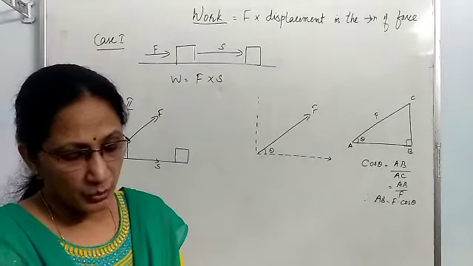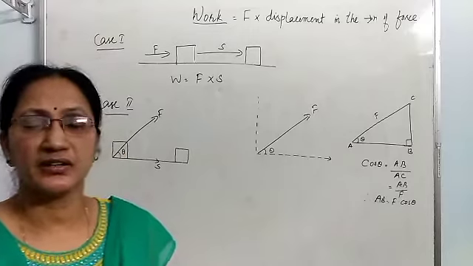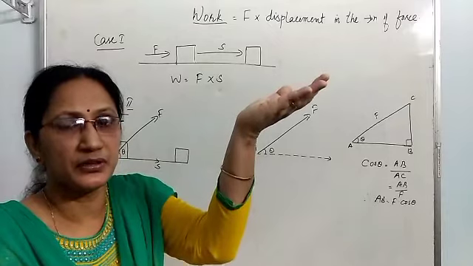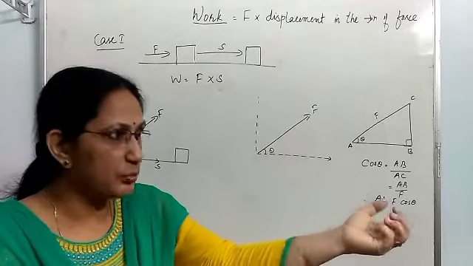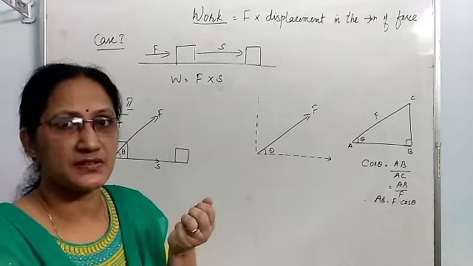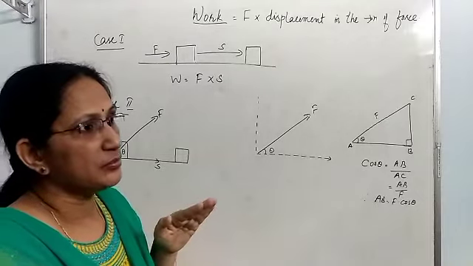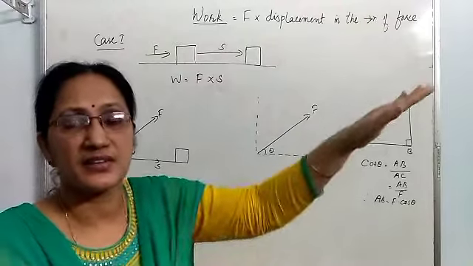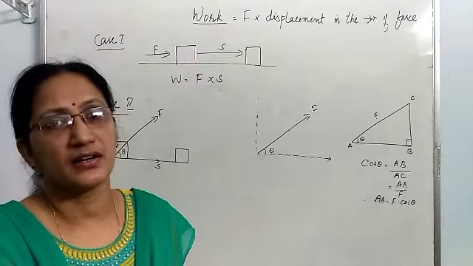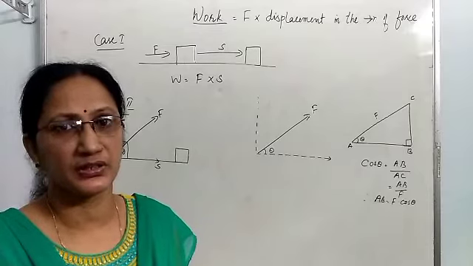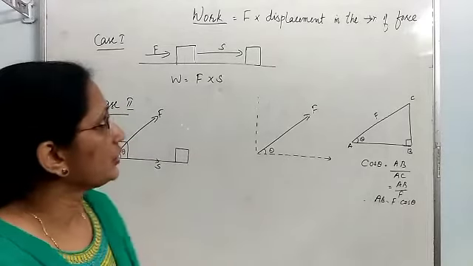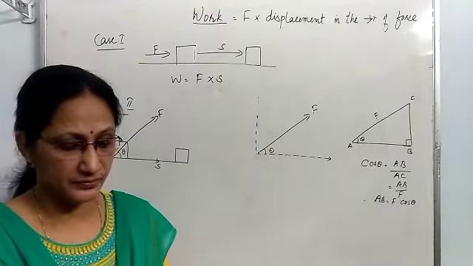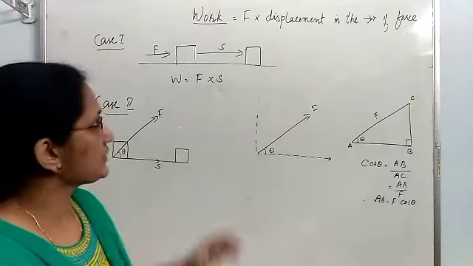Okay, then work is done in several cases. We can give the examples. When we lift a body upward, when we pull a body towards us, or when we move a load along an inclined plane, while climbing the staircase. These are some examples of work. Then work is a scalar quantity. It has no direction. So this is the conclusion.